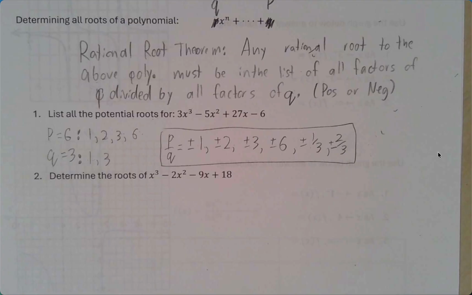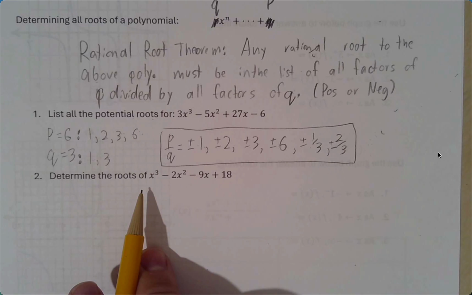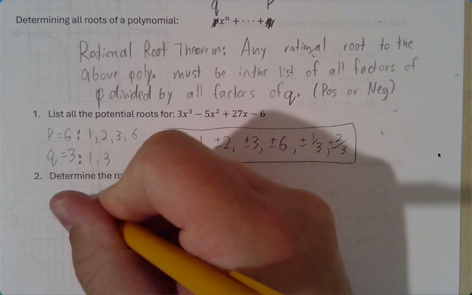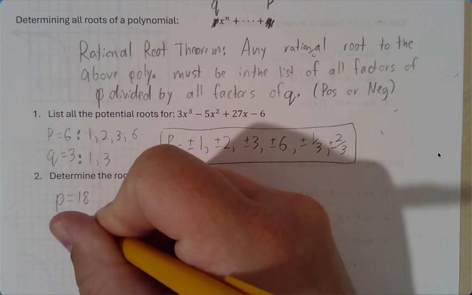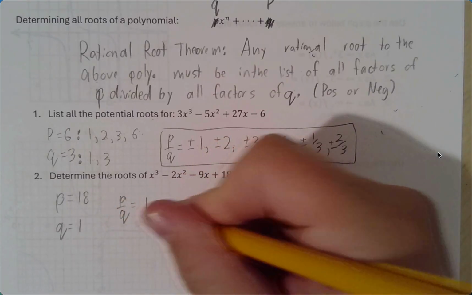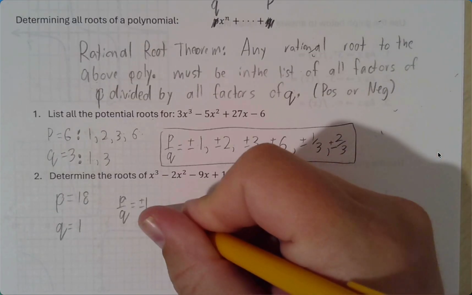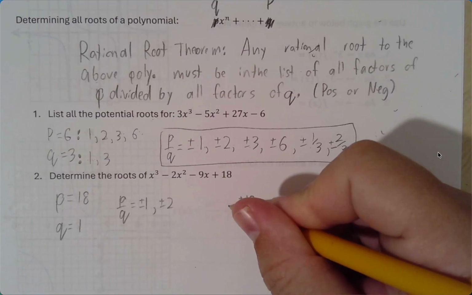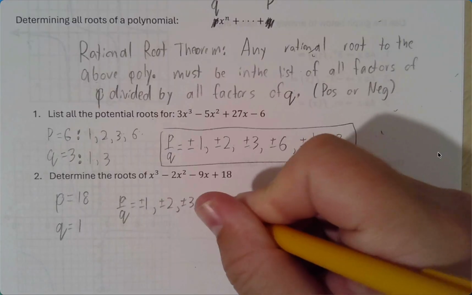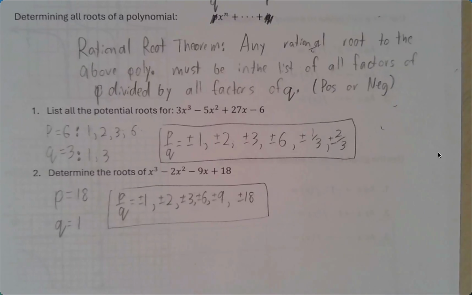All right, for our next example, let's see here. We've got the factors of 18, and Q's just 1. So really, our P over Q list is going to be pretty simple. It's just all the factors of 18. Well, again, there's 1 and 18. I'll start writing my plus and minuses on them. There's 2 and 9. And there's 3 and 6. All right, those are all the ones that I should try.